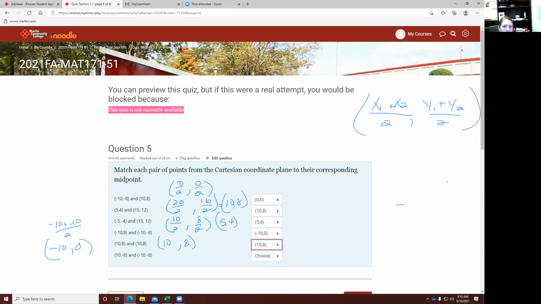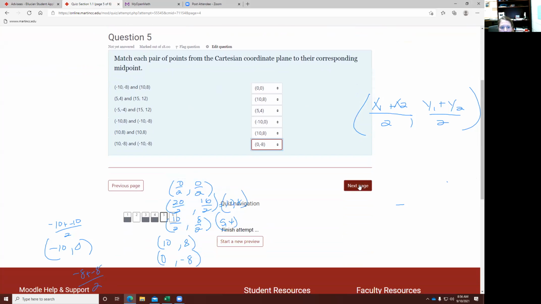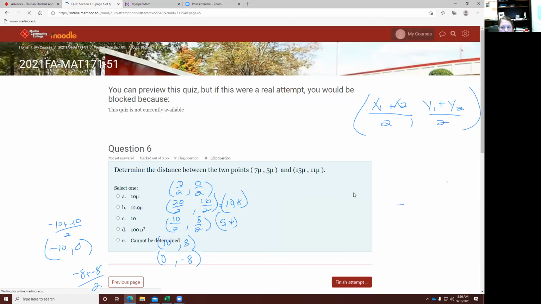Let's see, last one. 10 plus negative 10 is going to be 0. Negative 8 plus negative 8 is negative 16. Divided by 2 is going to be negative 8. So (0, negative 8). All right. And then I think we have one more question. So erase this.